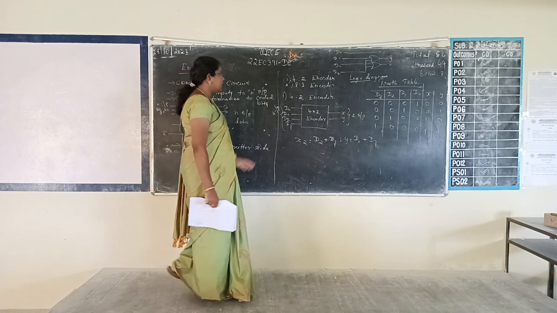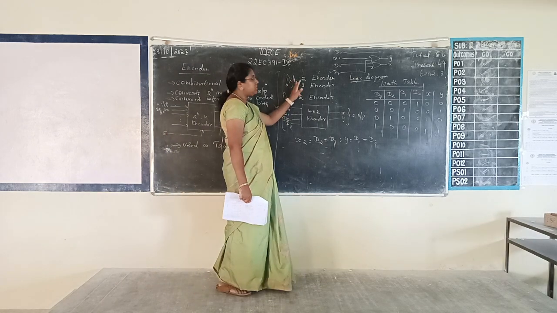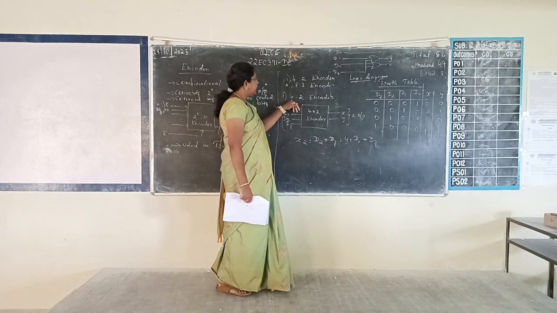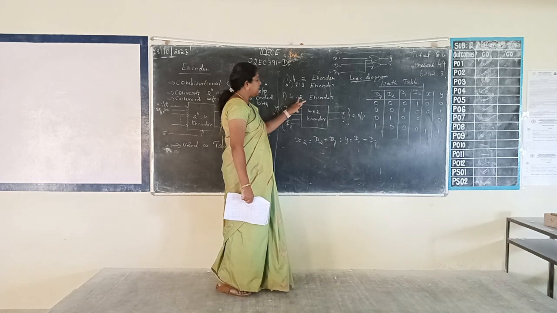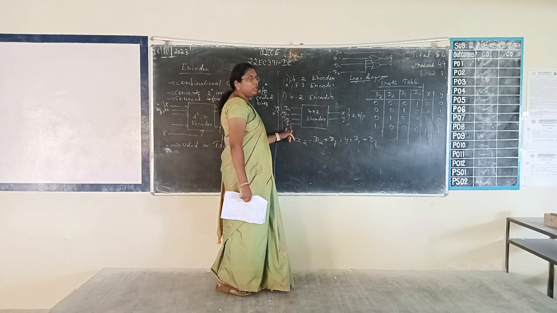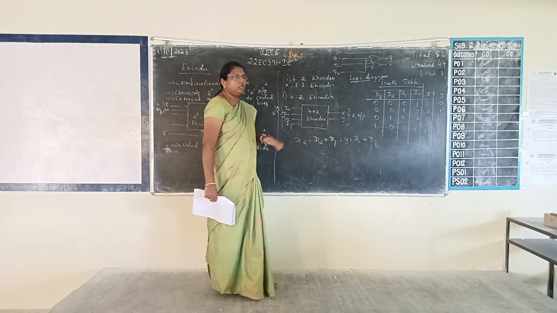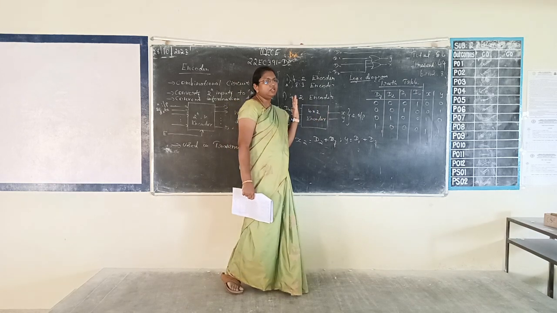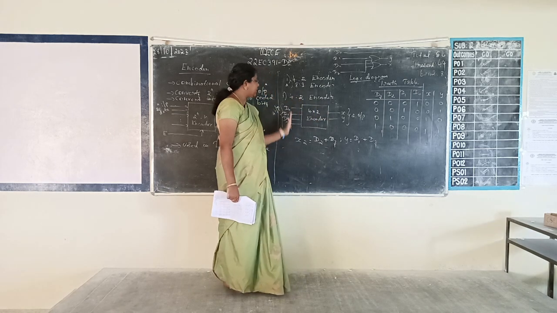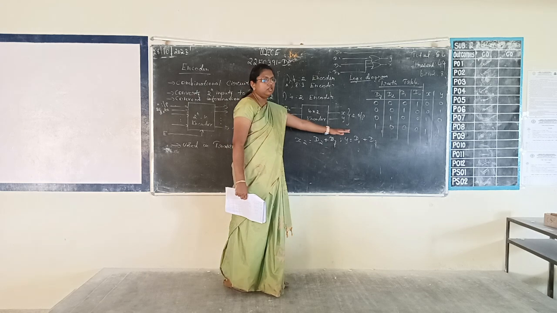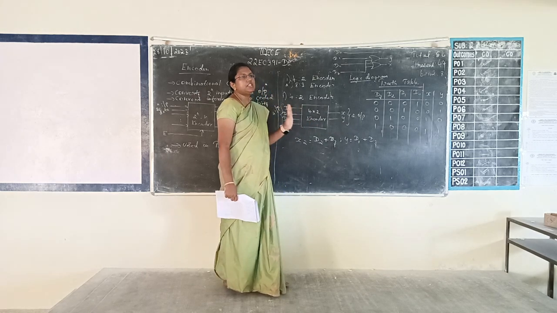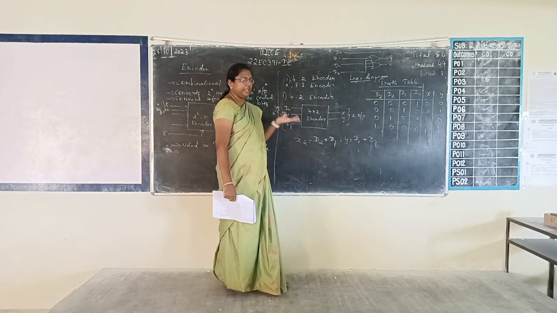The encoder is classified into two types: 4x2 encoder and 8x3 encoder. First is the 4x2. Here we have 4 inputs and 2 outputs. The 4 inputs will be D0, D1, D2, D3 and the 2 outputs will be X and Y. This is the reverse operation of the decoder. The decoder has 2 inputs and 4 outputs, so this is just the reverse operation of the decoder.